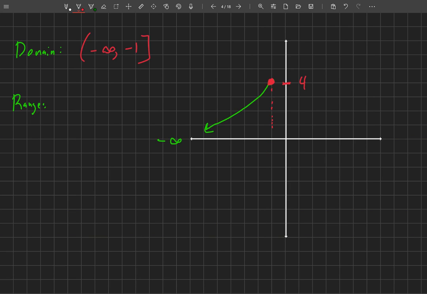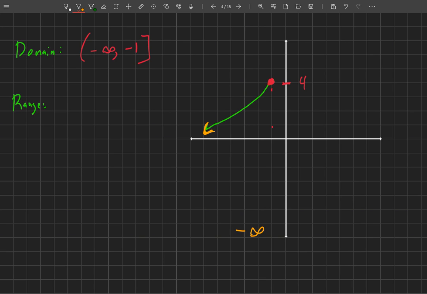Okay, let's do the range. Let me get rid of some of this mess if I can. There we go. Now we're only dealing with up and down numbers. What is the furthest point down this graph goes? This arrow has a downward direction, so you can imagine it going down and down and down. It's not going to stop, so we're going to call that negative infinity.